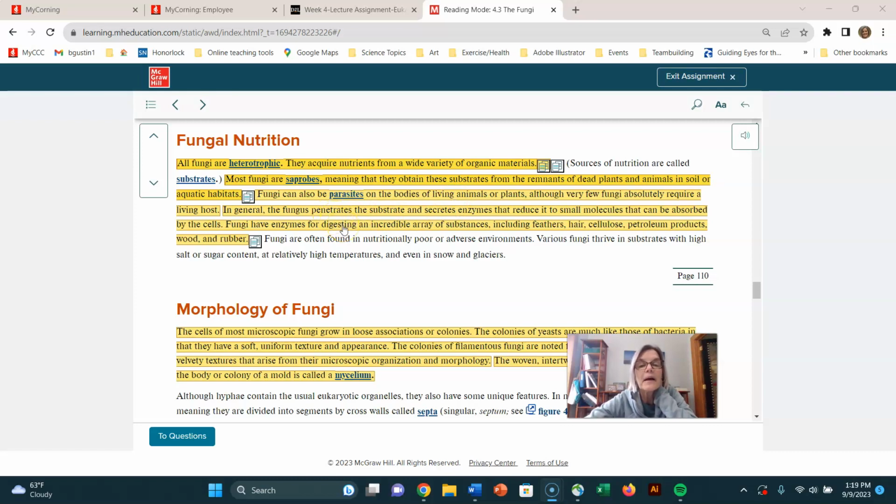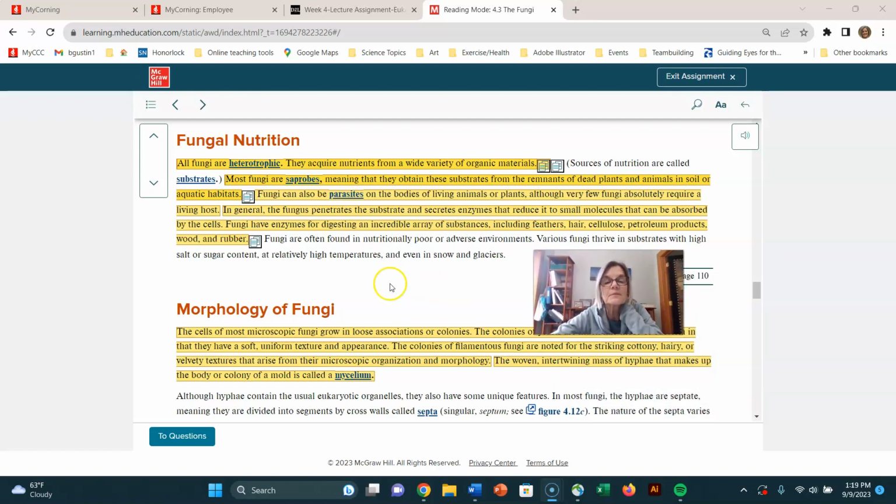The other thing about fungi is here they mention that they have enzymes for digesting an incredible array of substances. A lot of things in nature, even leaves, are difficult to decompose. You have to have the right enzymes. And fungi make unique enzymes that can decompose things like leaves and feathers and hair. And so they are really important decomposers.